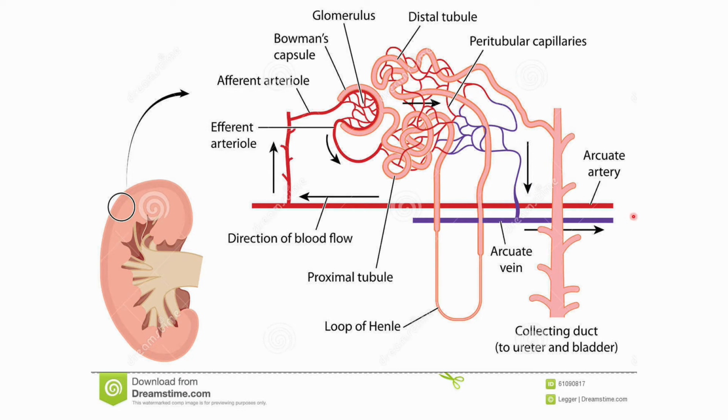So here we can see this is the arcuate artery. In this arcuate artery, we can see the direction of the flow of blood, and then in the efferent arterioles, the blood direction is almost perpendicular to the blood flow seen in the arcuate arteries. From these efferent arterioles, the blood enters into the glomerulus. From there the venous peritubular capillaries are formed, and together they drain into the arcuate vein.